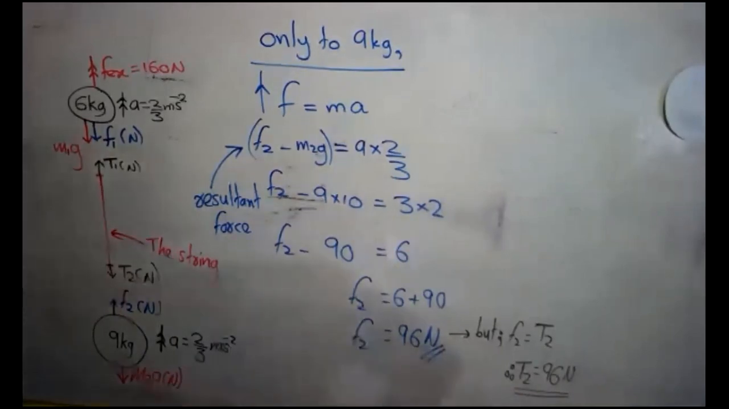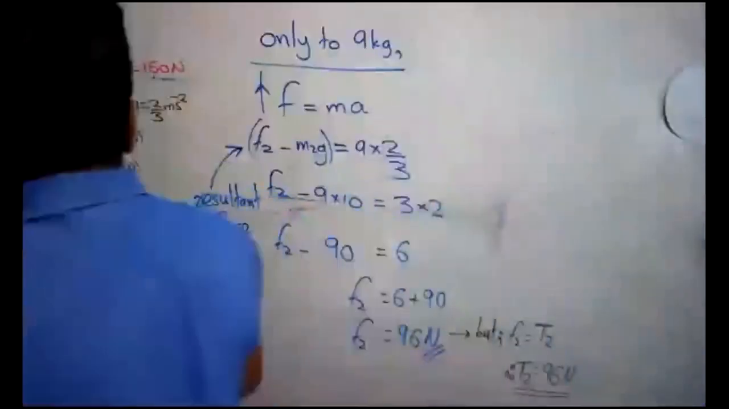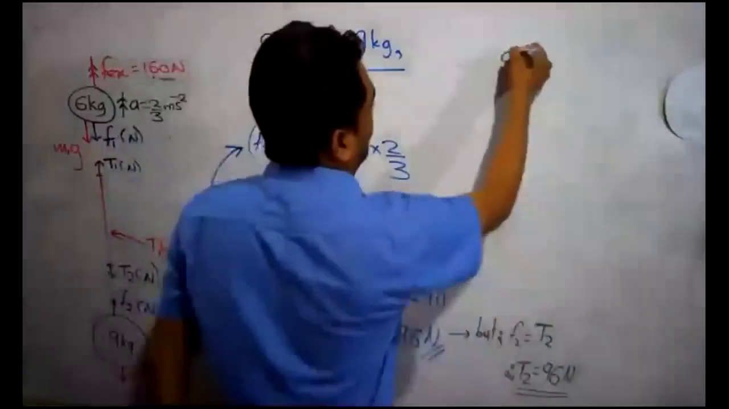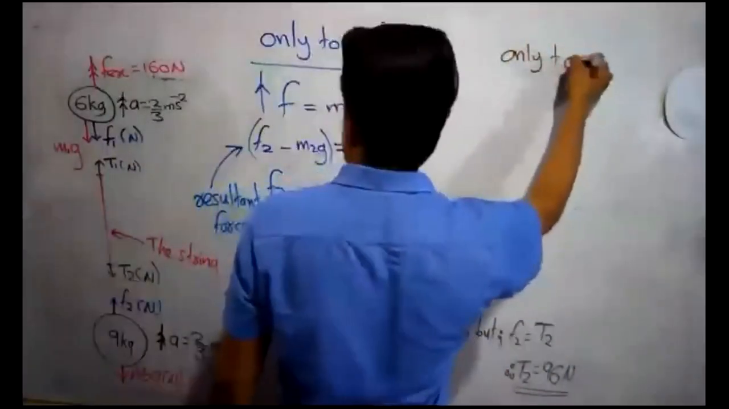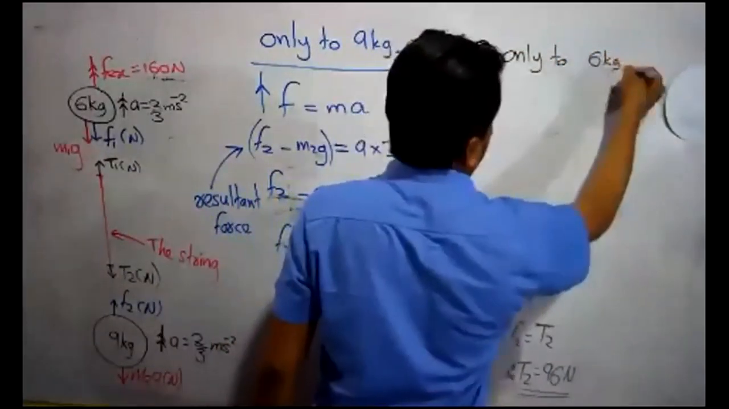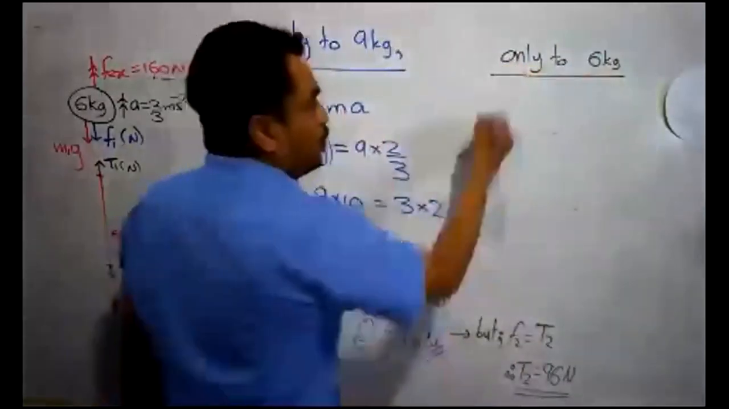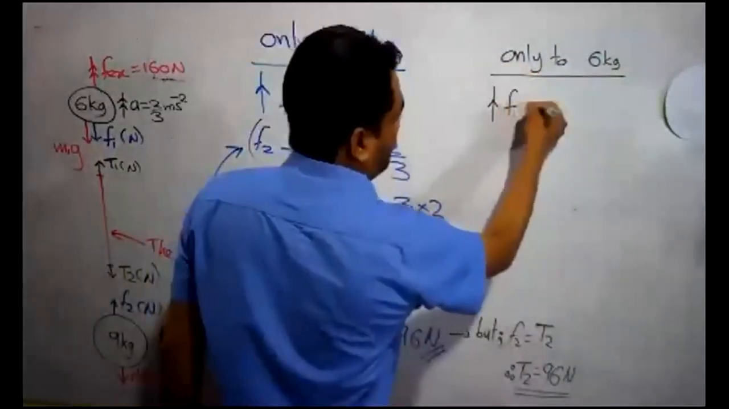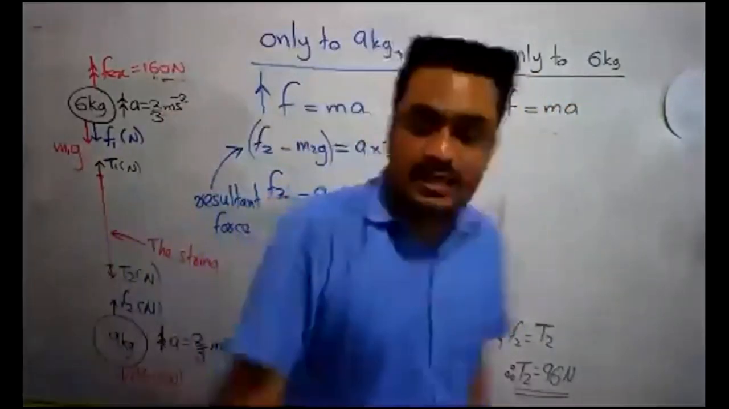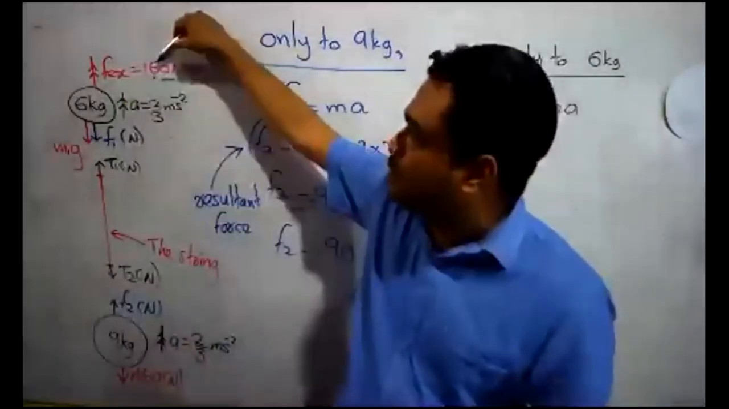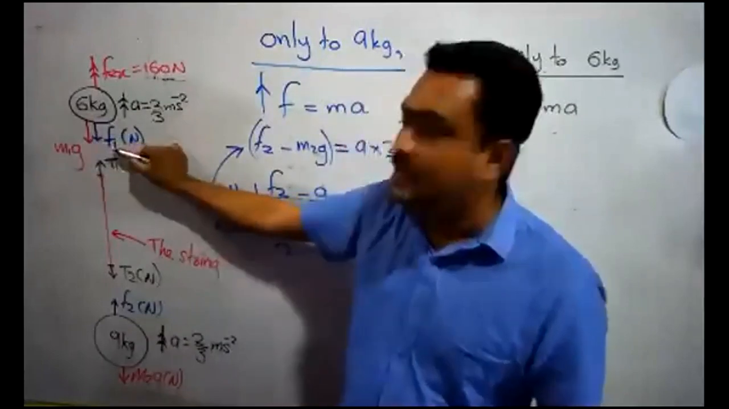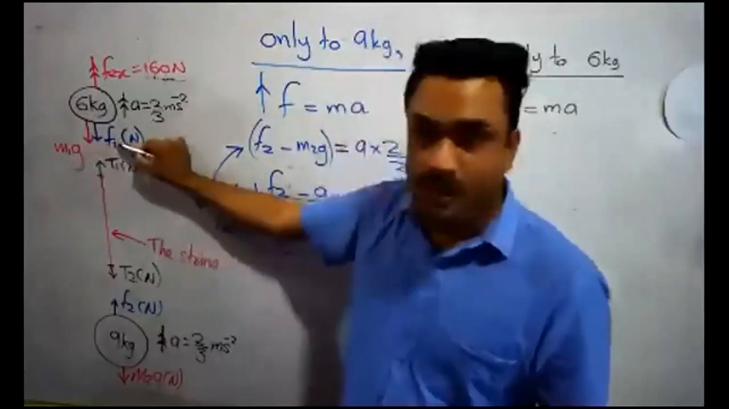Right. The next thing is finding the force P1. So look at board. To find P1, only to the 6 kg object vertically upward, we apply the equation F equals ma. If you consider this 6 kg object, there is only one upward force and there are two downward forces, M1G and F1.